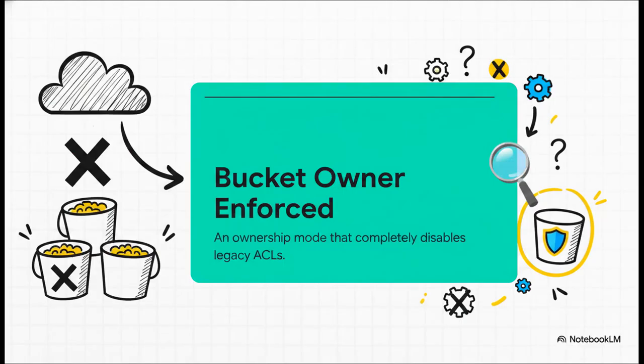Now, a huge, modern S3 lifesaver is Bucket Owner Enforced. This is a specific S3 ownership mode that completely disables those legacy access control lists, or ACLs. If your bucket has this turned on, you can go ahead and breathe a huge sigh of relief because it simplifies literally everything. The bucket owner just automatically owns everything written to it.